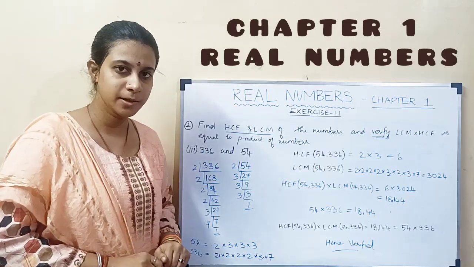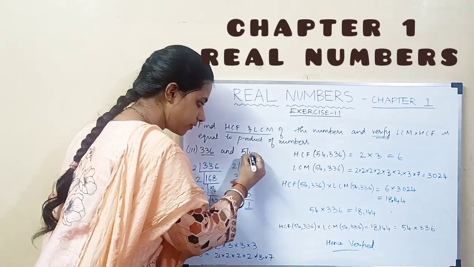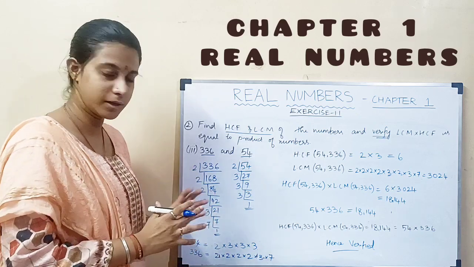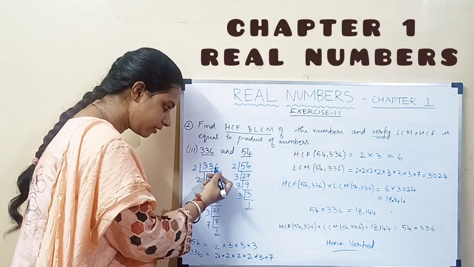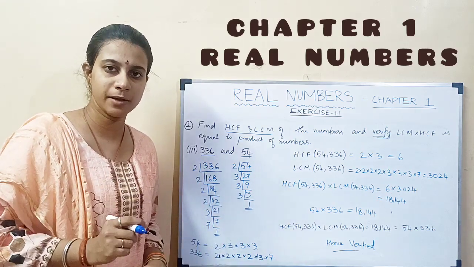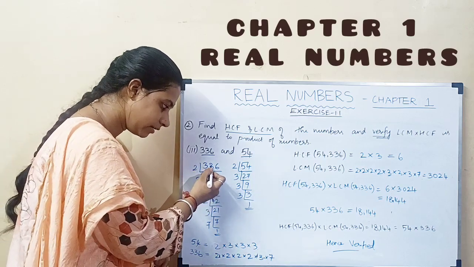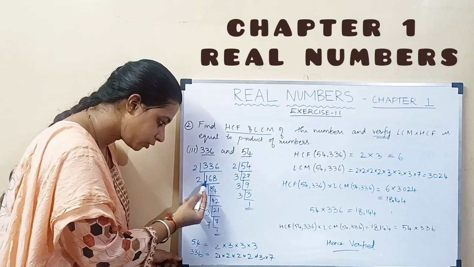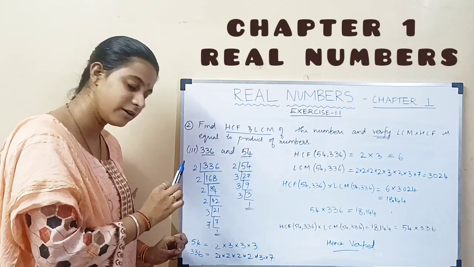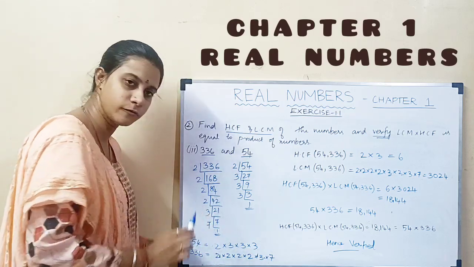Now let's solve the third subdivision, in which the numbers given are 336 and 54. First we will find the prime factorization of these numbers. While taking 336, it is an even number. Whenever we get an even number, we will start the prime factorization with 2. So 2 into 168, 336, again an even number. So 2 into 84, 168. Again 84 is also an even number. We will repeat this process. 2 into 42, 84, and 2 into 21, 42.